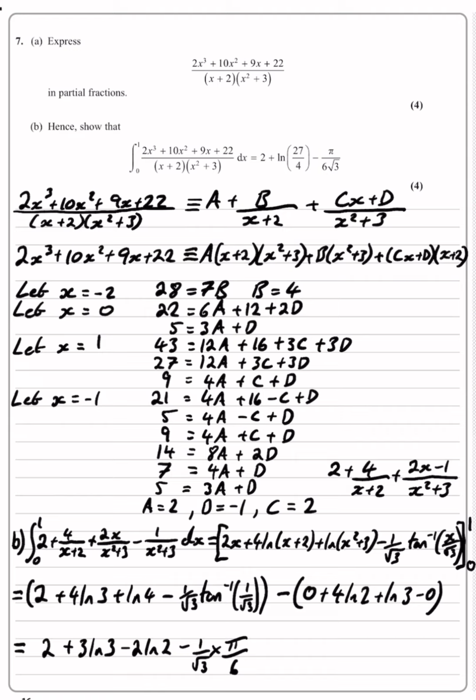Then I'm going to raise each constant in front of the natural log up as a power. So 3 ln 3 becomes ln 27, 2 ln 2 becomes ln 4, and 1 over root 3 times pi over 6, I'm going to write as pi over 6 root 3. Then using my log rule, ln 27 minus ln 4 is ln of 27 over 4, we get the answer that the question wanted us to.